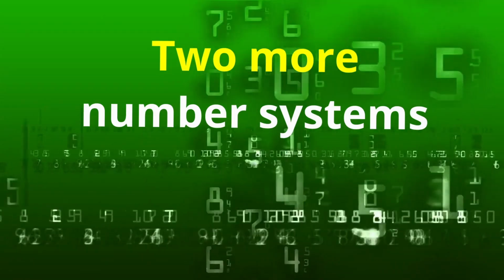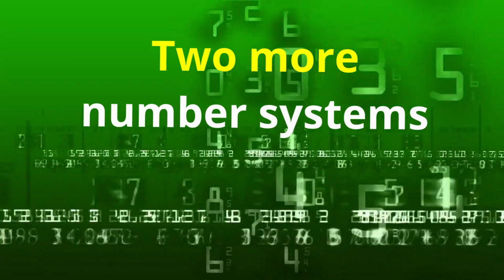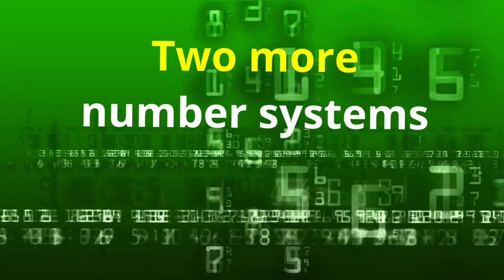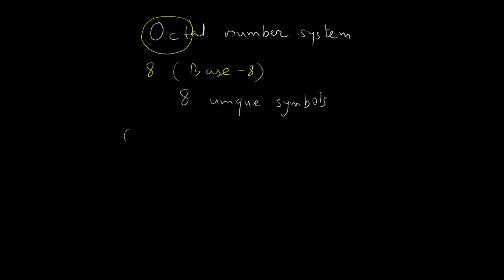There are two more number systems used in a computer for representing some information in a simplified manner. First one is the octal number system. Oct means 8, so it is the base 8 number system, which has 8 unique symbols, 0, 1, 2, 3, 4, 5, 6 and 7.